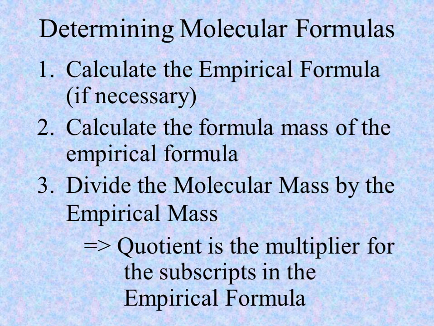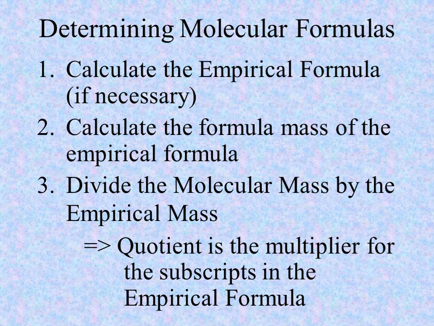Once we have calculated that empirical mass, if you will, we need to divide that into the molecular mass. And the molecular mass is a value that will either be experimentally determined or given to us in the problem. When we divide molecular mass by empirical mass, again, this should give us a quotient that should be a whole number. If it does not come out to be a whole number, I would go back and double check your numbers, double check your empirical formula calculation. That quotient then becomes the multiplier for the subscripts in the empirical formula.